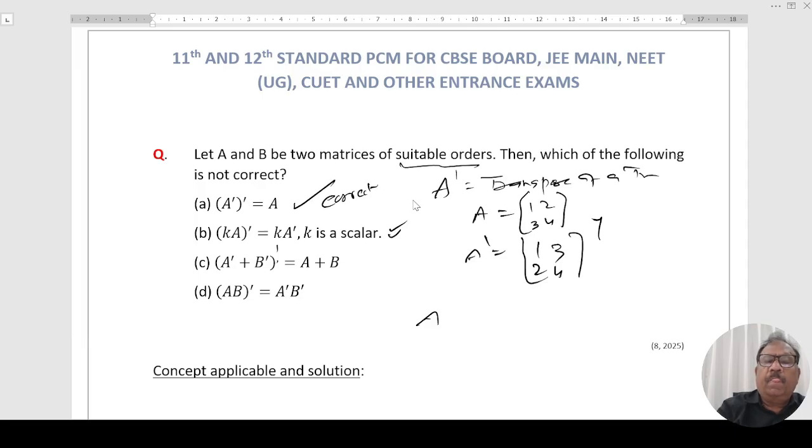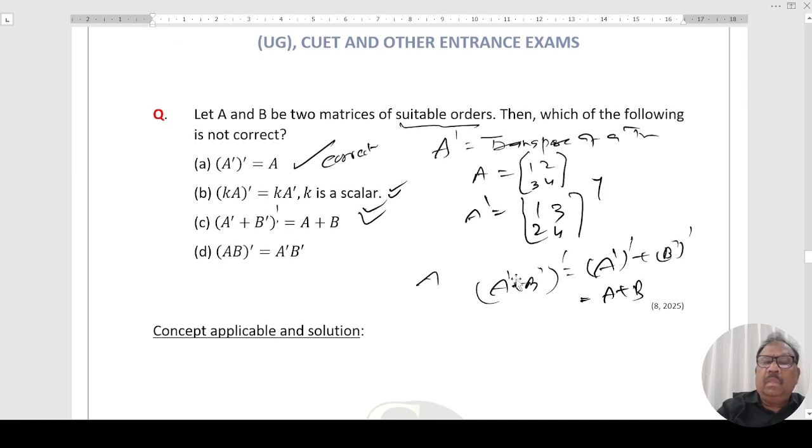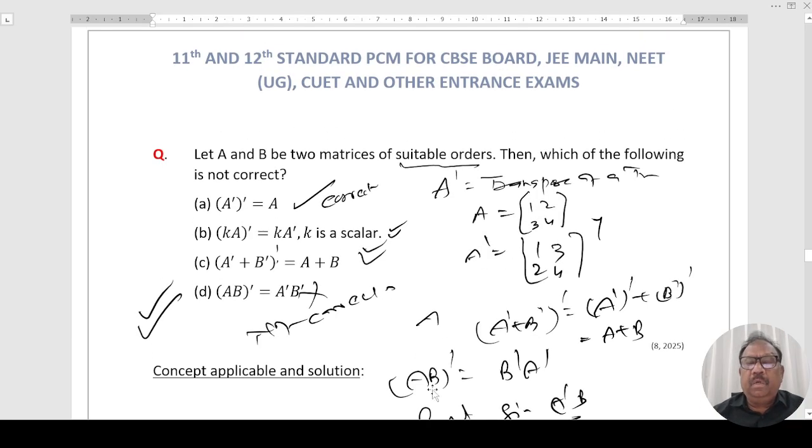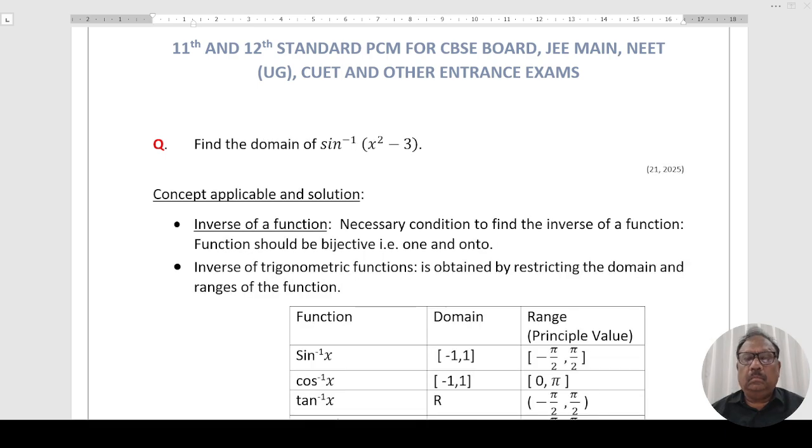This is also correct. Then A plus B transpose, that is equal to A dash plus B dash, the transpose of A plus the transpose of B. That is equal to A plus B. This is also correct. Then if we go through complete detail, we get B dash A dash. But given is A dash B dash. So this is not correct. D is the correct answer. Right? Next question.